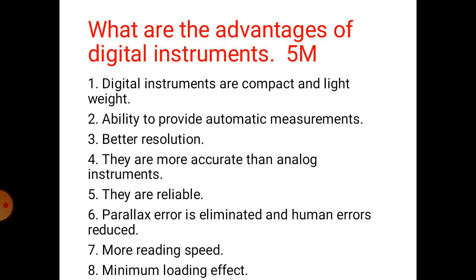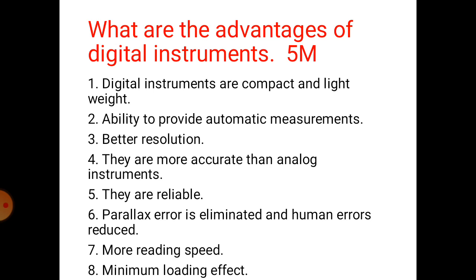Now we will discuss what are the advantages of digital instruments. There are a lot of advantages of digital instruments compared to analog instruments, so let us quote one by one. The first one is digital instruments are compact and lightweight. Second, ability to provide automatic measurement. Third, they have better resolution as compared to analog instruments. Fourth, they are more accurate than analog instruments. The reason is that the output is displayed in the form of a display, either LED or LCD, so they give more accurate results compared to analog instruments.